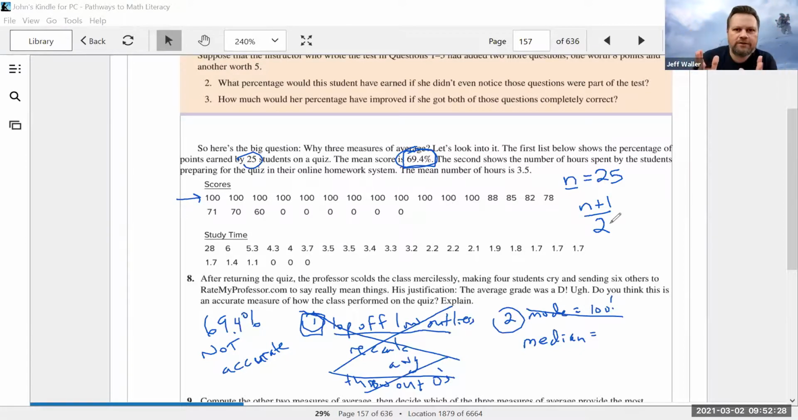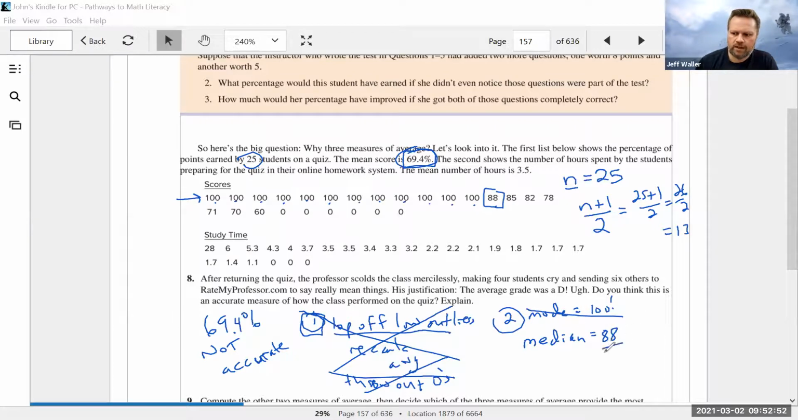So I can always do this. What's 25 plus 1? 26. What's 26 divided by 2? 13. The 13th number. 1, 2, 3, 4, 5, 6, 7, 8, 9, 10, 11, 12, 13. That's the median.